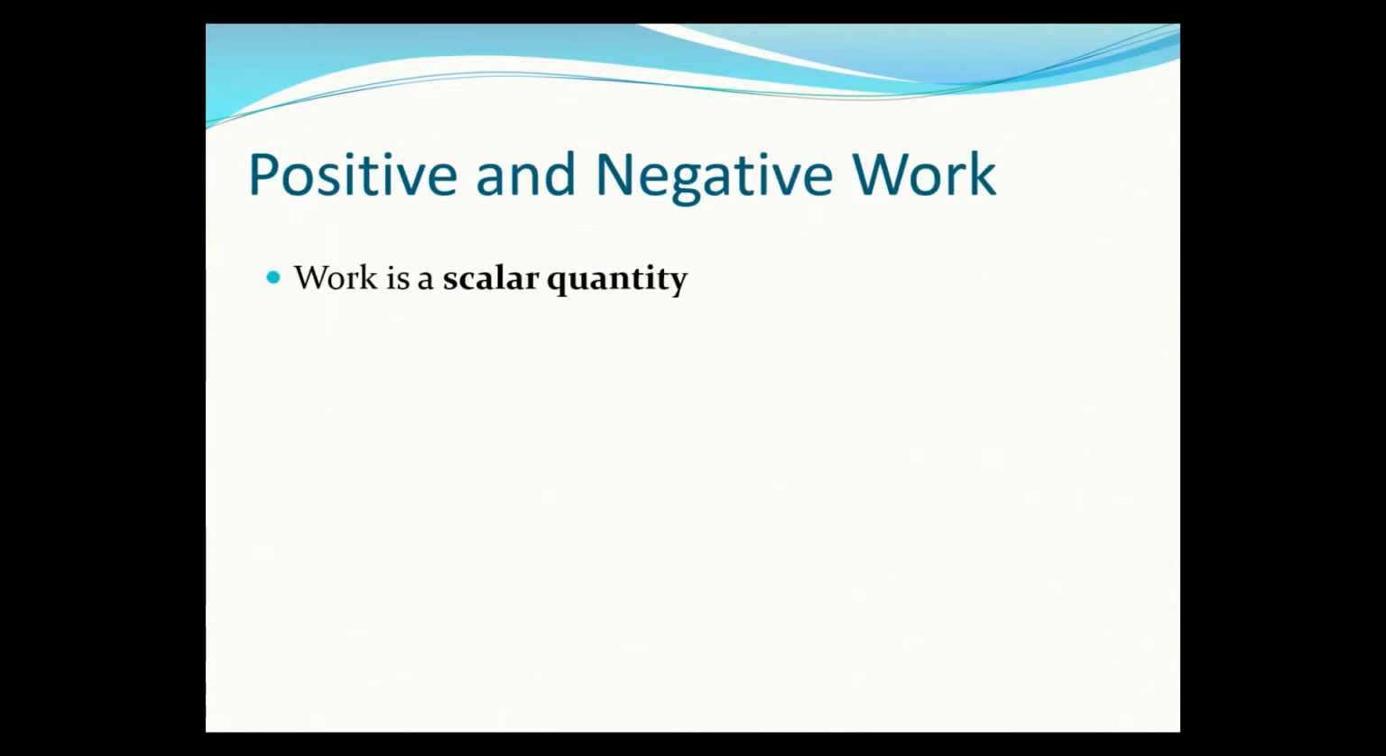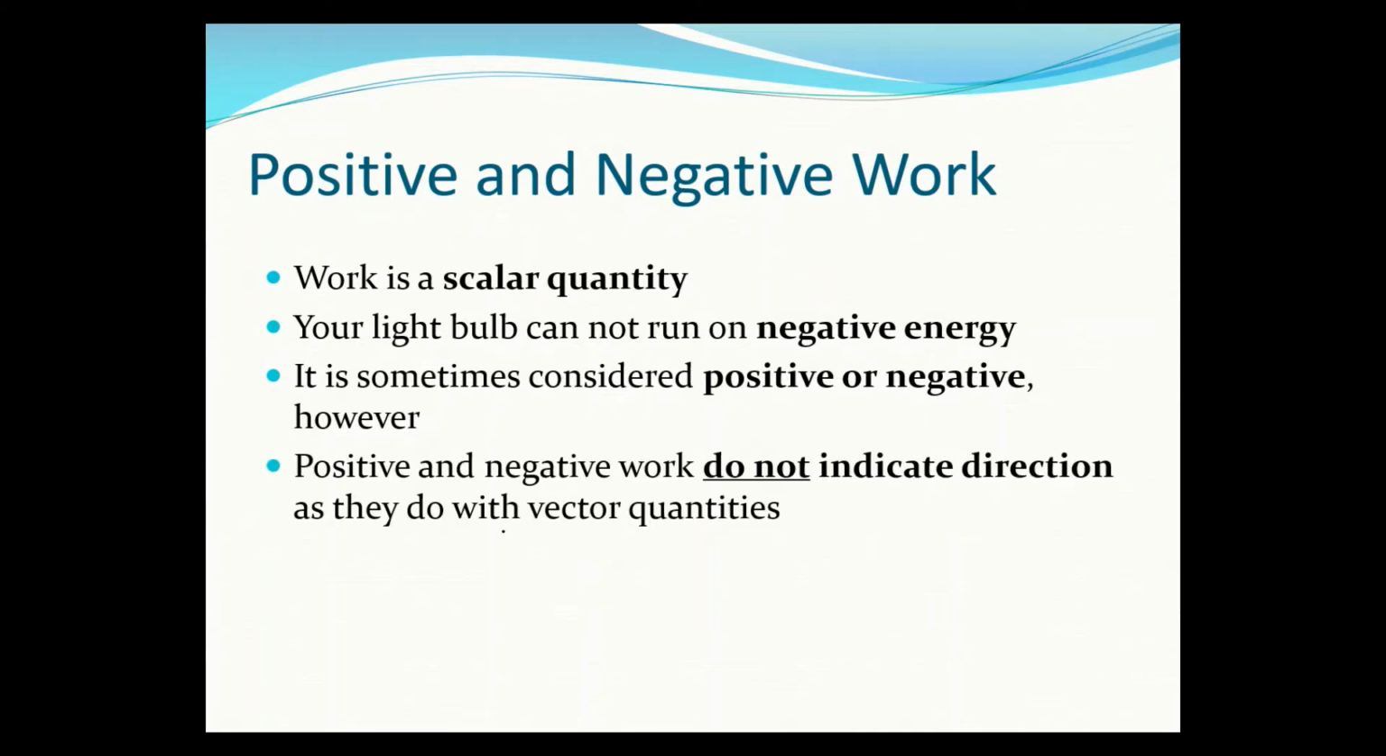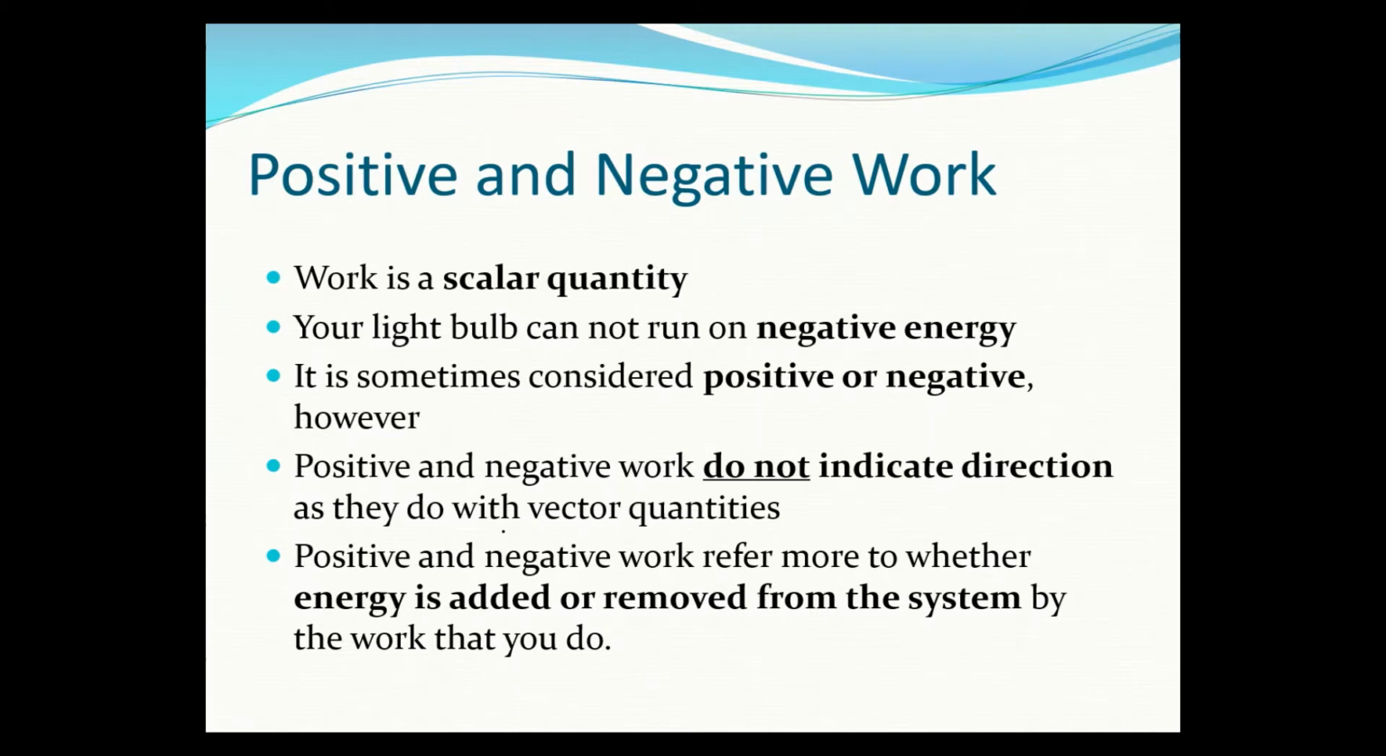So work is a scalar quantity because work is energy. Your light bulb can't run on negative energy. It can't run on energy to the left. Your light bulb either has energy or it doesn't have energy. So sometimes we do consider work positive or negative, and that just doesn't refer to direction, right? We wouldn't have work to the left, work to the right. What we refer to as positive or negative work is if energy is added or removed from the system. So if you're adding energy to the system, it's positive work. If you're removing energy, it's negative work.